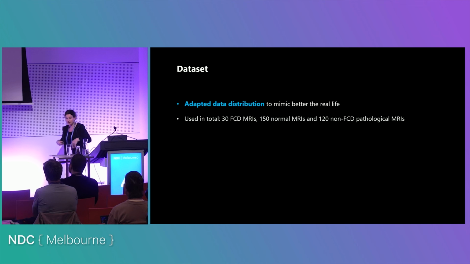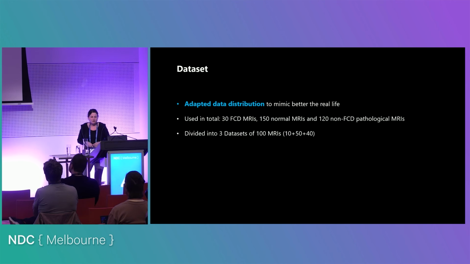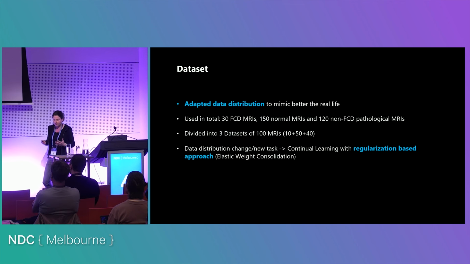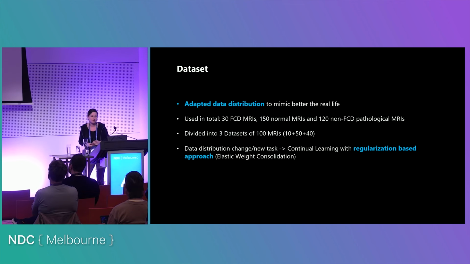So for this, we have collected a new data set, but this time FCDs were only 30 here. We also used 150 normal MRIs and 120 with different pathologies. We have divided them into 3 data sets, which we'll use for the different stages of our training. And in each of them, FCDs were responsible for 10% of the cases, 50 normal, 40 other pathologies. As we are using here a different distribution, or maybe you can say that it's actually a new task, because right now we are trying to discriminate better between the FCDs and non-FCDs, and not necessarily detecting exactly where the FCD is.